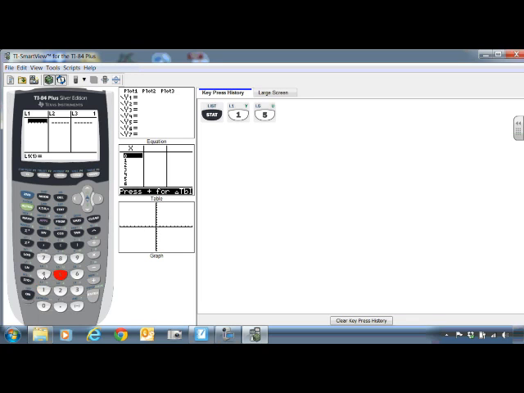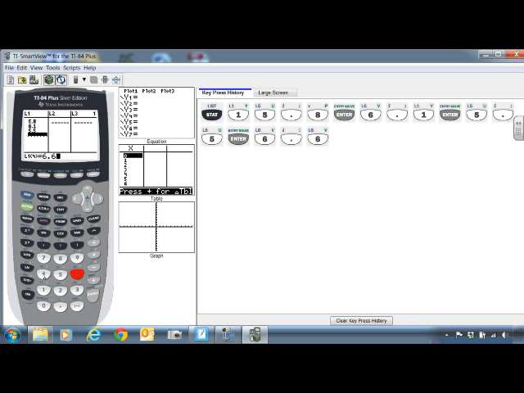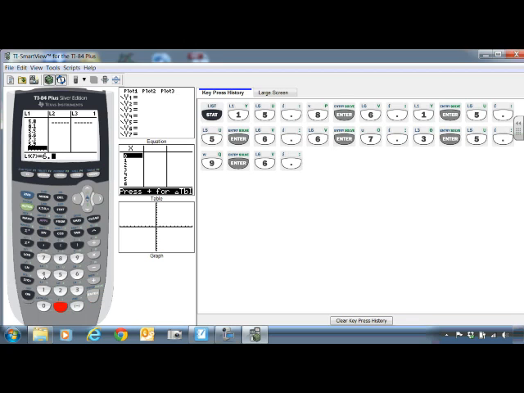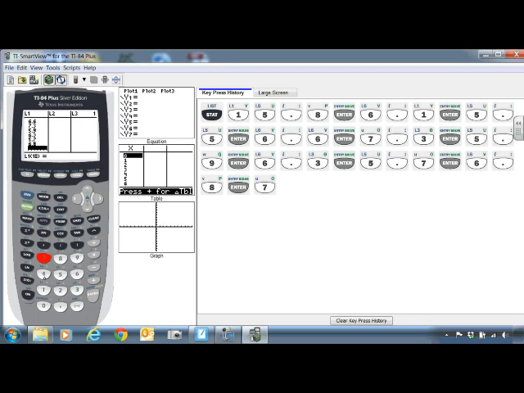So we have 5.8, 6.1, 5.5, 6.6, 7.3, 5.9, 6.3, 5.7, 6.8, and 7.1.